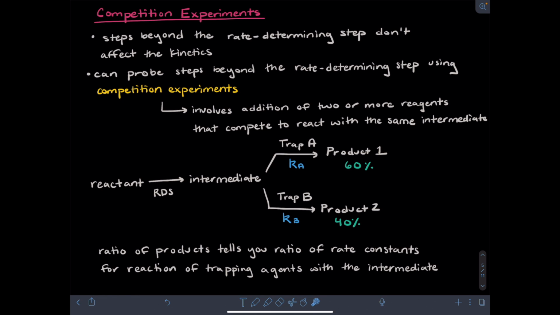And let's call the rate constant for the reaction of the intermediate with trap A, Ka, and the rate constant for the intermediate reacting with trap B, I will call Kb. The product ratio of 60 to 40 tells you that the rate constant ratio is 60 to 40 as well, and you could simplify this to a 3 to 2 ratio in this case. This tells you that the rate constant giving rise to product 1 is greater than the rate constant giving rise to product 2.